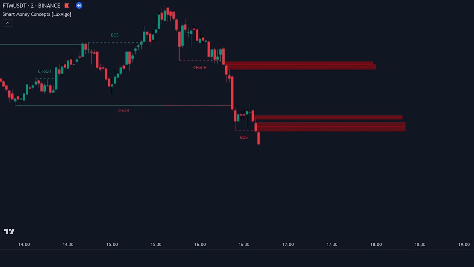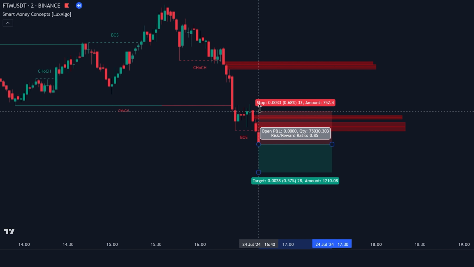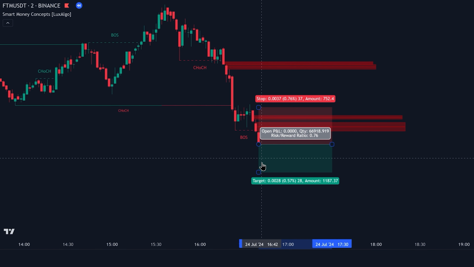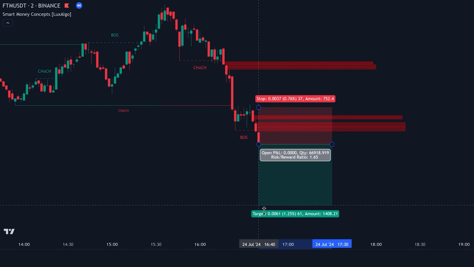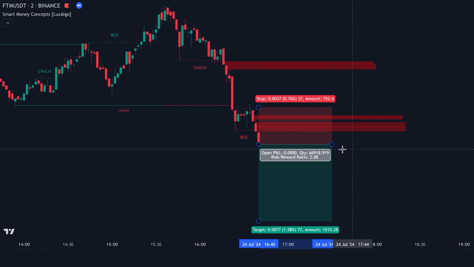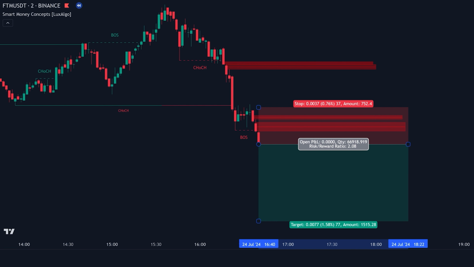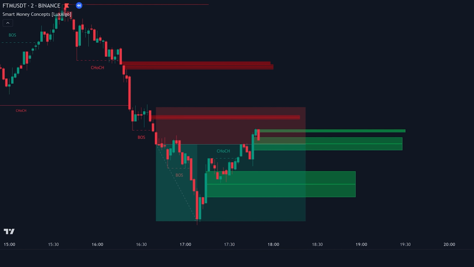Once this is confirmed, enter a sell trade at this level with the confluence of the previous lows as an additional level of resistance. Place the stop loss slightly above the fair value gap. Aim for a 1:2 or a 1:3 risk to reward ratio. Now let's see how the trade plays out.